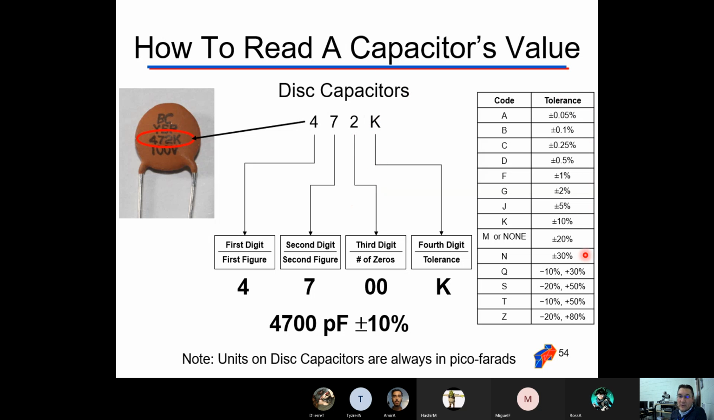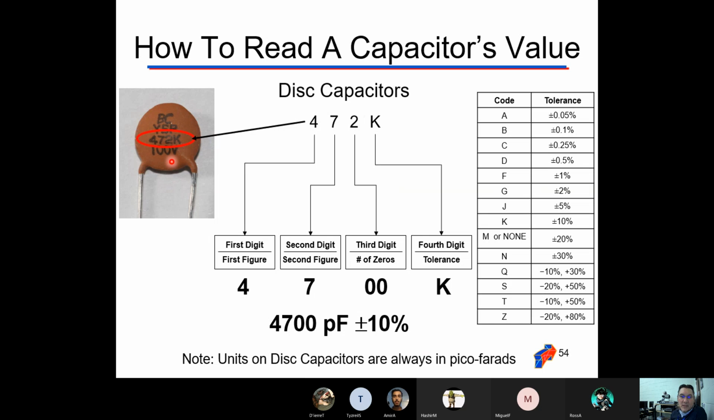There are a lot of different tolerances to go through, but you can see they skip some. Like there's no E, there's no I, things like that. They skip a bunch of letters. If it's a disk capacitor like this, that looks like the ibuprofen, this is always measured in picofarads. So it's going to give you these numbers, but it's not going to tell you the unit because it's always measured in picofarads. Pico, which is times 10 to the negative 9.